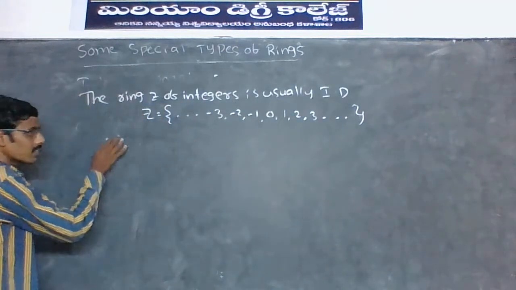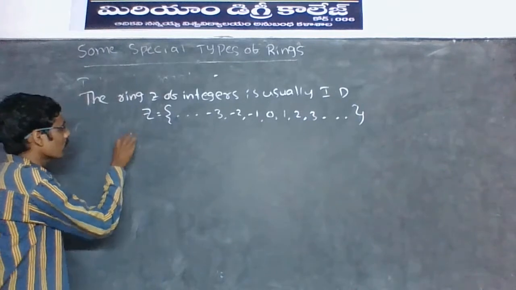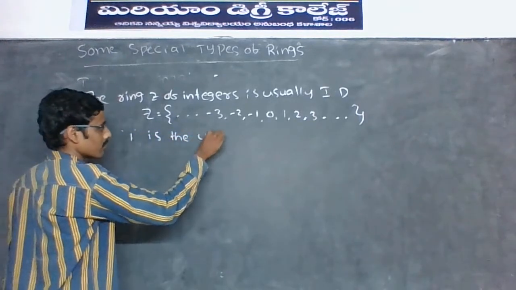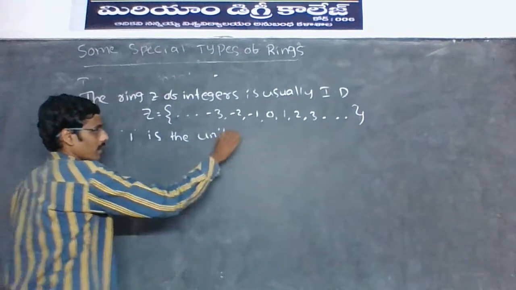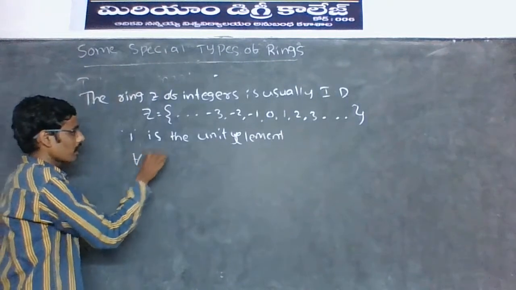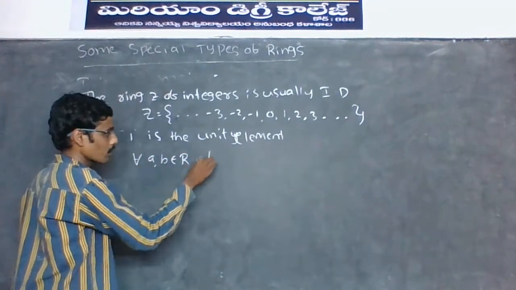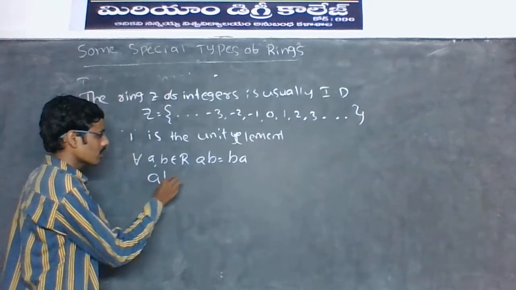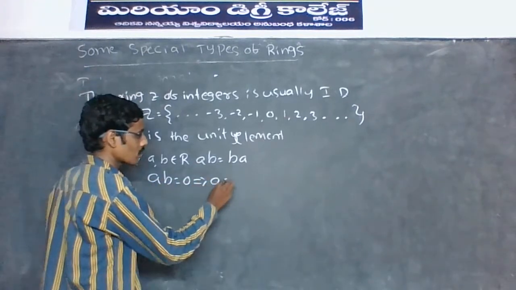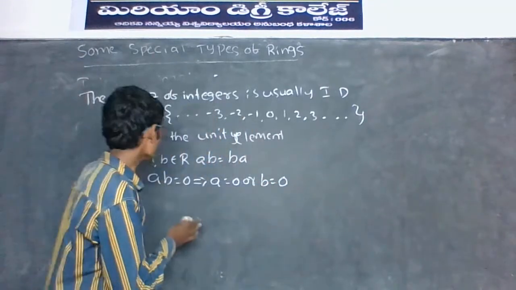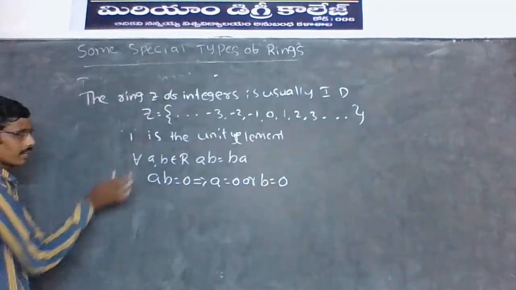It is a ring. Already we proved 1 is the identity element, 1 is the unity element. Next, for all a, b belongs to Z, ab = ba. And ab = 0 implies a = 0 or b = 0. Already we proved. So Z is an integral domain.